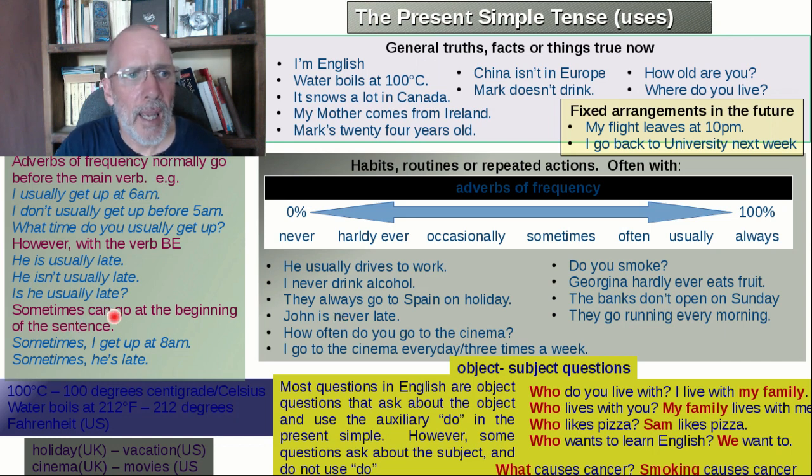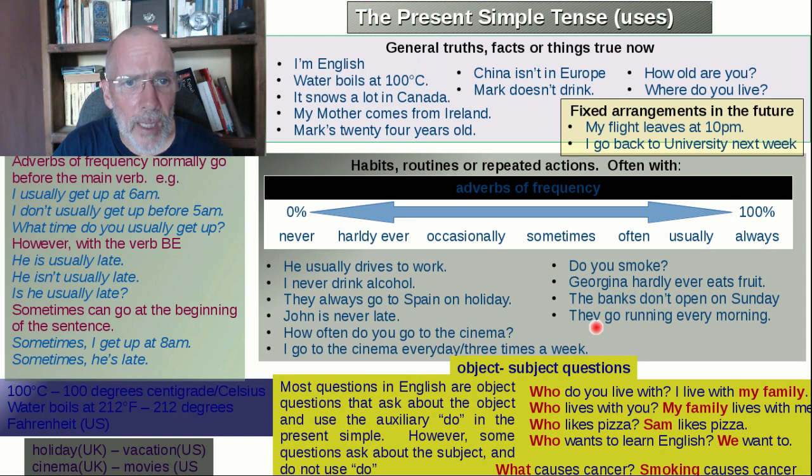Sometimes can go at the beginning of the sentence. Sometimes I get up at 8 a.m. Sometimes he's late. I sometimes get up at 8 a.m. is also okay. It can go like the others before the main verb, but you also have the option with sometimes of putting it before the rest of the clause or the sentence.